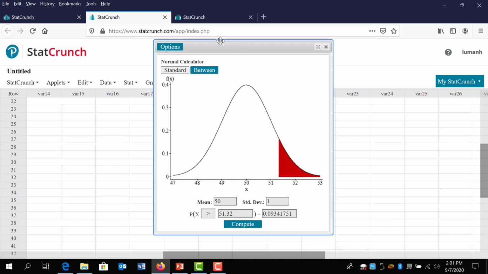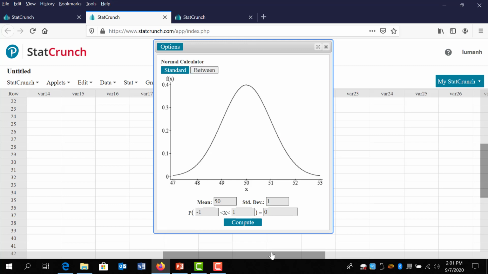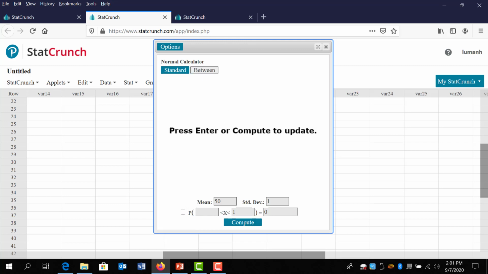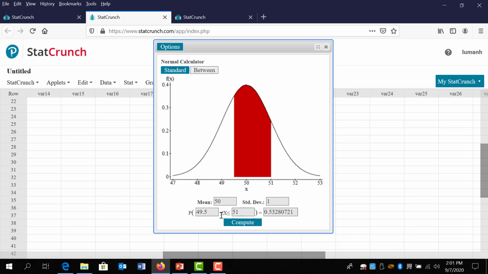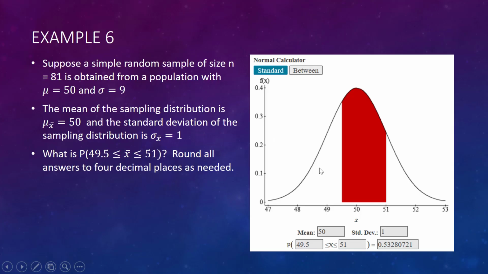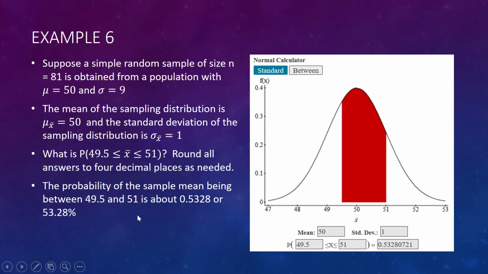So you might recall, we have to click on this between button up here, and then we can type in our values. The values we want to type in are 49.5 and 51. And then we hit compute, and we get our area right there. So here is our picture. If we were to write a summary sentence, it would say the probability of the sample mean being between 49.5 and 51 is about 0.5328 or 53.28%.